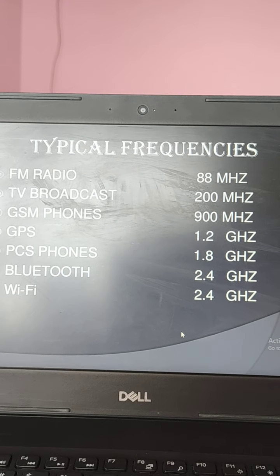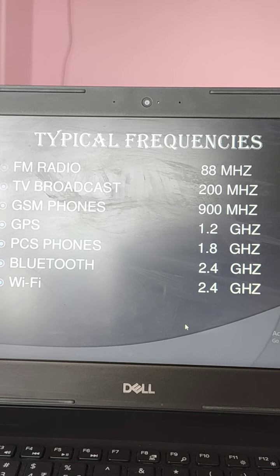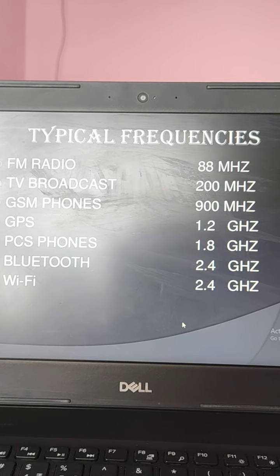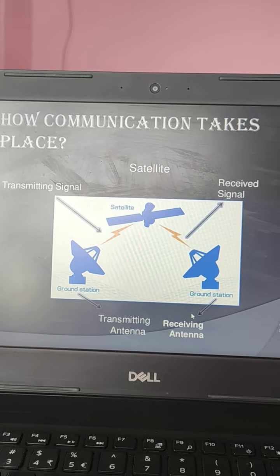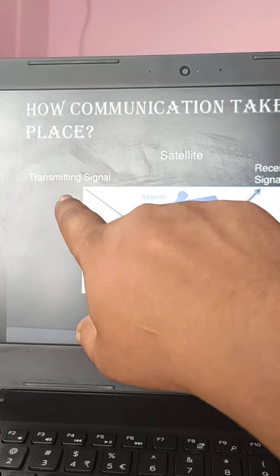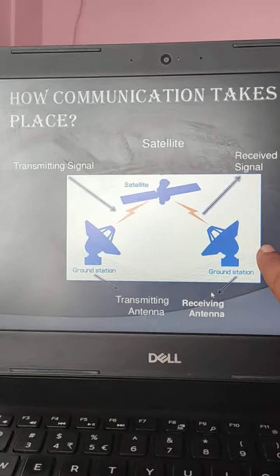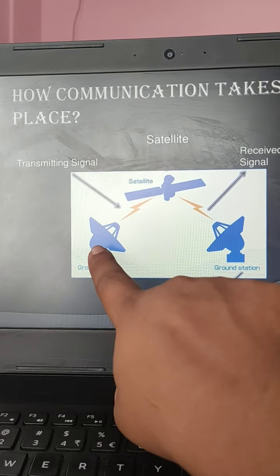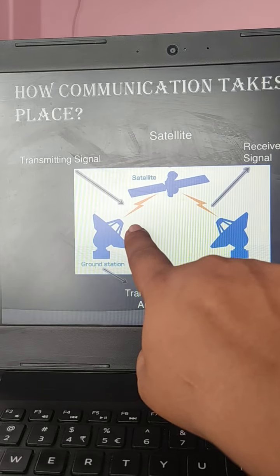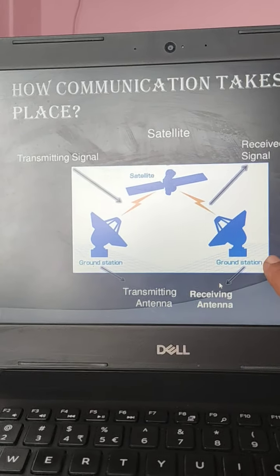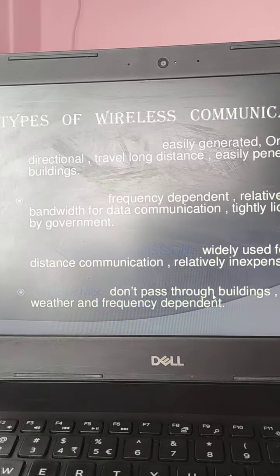Typical frequencies that we use are FM 88 MHz, TV 200 MHz, GSM phone 900 MHz, and Wi-Fi 2.4 GHz. So how communication takes place: this is our transmitting signal, this is a ground station with a transmitting antenna, this is a receiving antenna, and we can transmit information through a satellite. The satellite will receive the signal from the transmitting antenna and send it to a particular receiving station, which gives the receiving signal, and one is the transmitting signal.